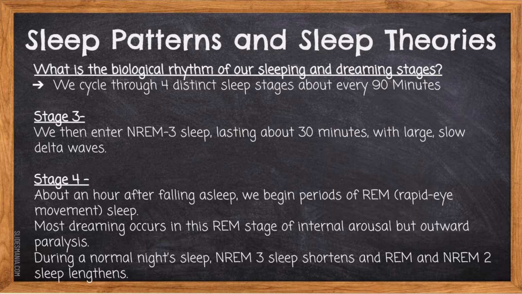NREM sleep, stage 3 sleep shortens, and REM and stage 2 sleep lengthens. And so you'll end up with longer dreams and the longer, quick brainwave activity.